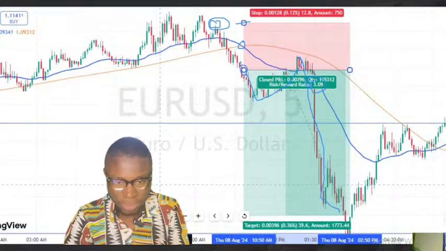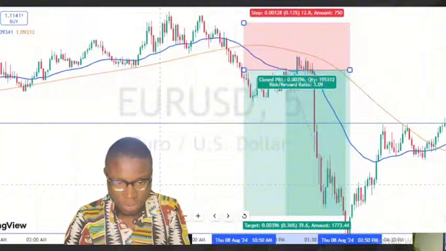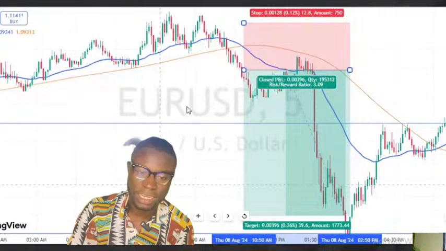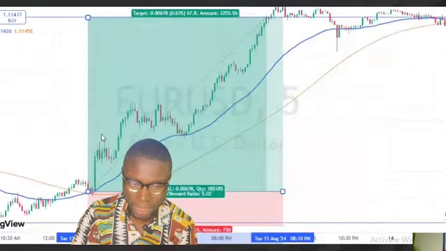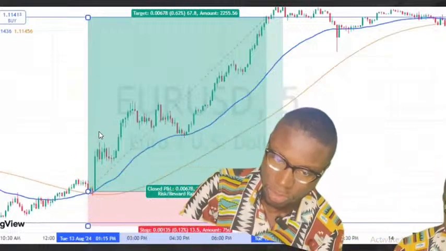This is exactly how this strategy works, guys. So if you are not aware of this strategy, then you are sleeping on your arms. So let's see the next one. This is a buy scenario, guys.